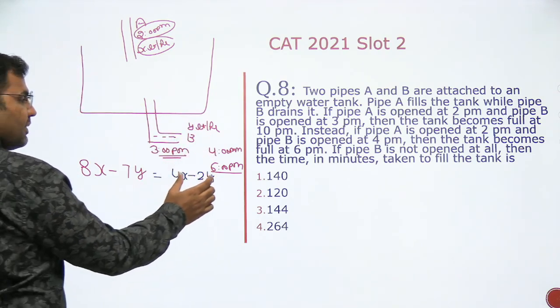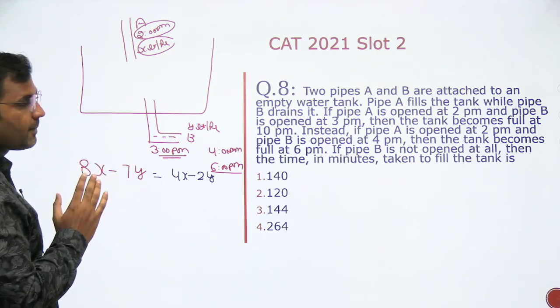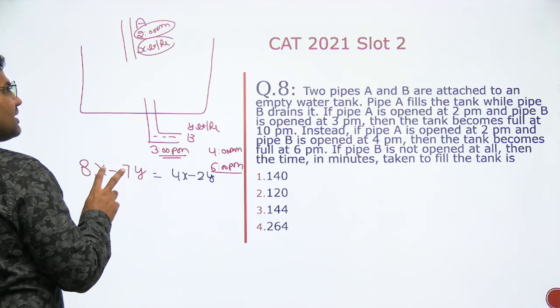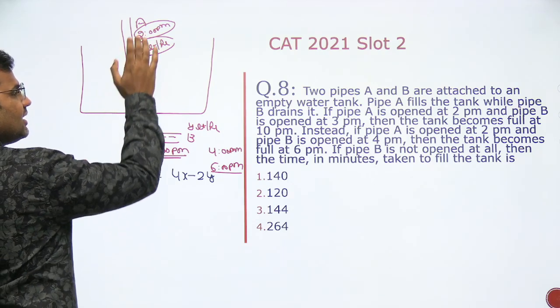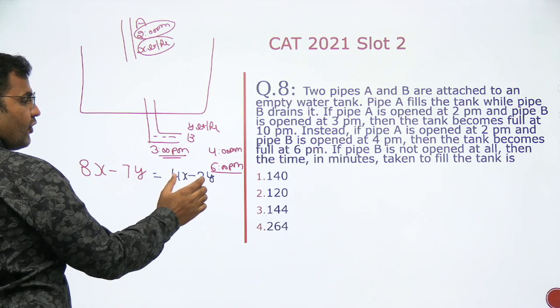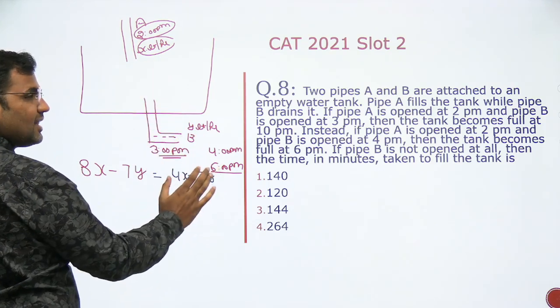Now, this is the capacity of the vessel as well as this is the capacity of the vessel, so we can equate it, right? So, 8X minus 7Y is the water that is going inside the tank and filling the tank in the first case. 4X minus 2Y is the water which is going inside the tank in the second case, and the tank is getting filled.